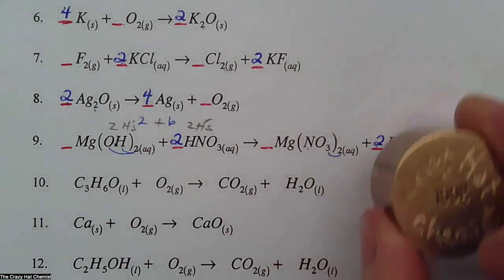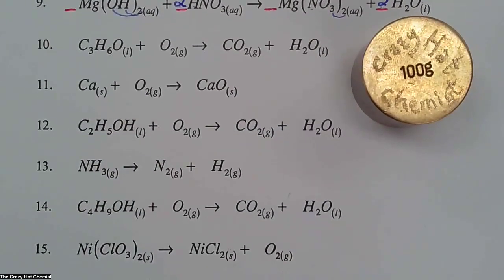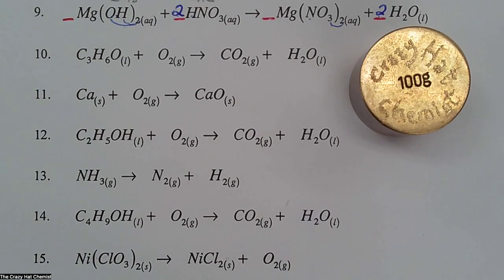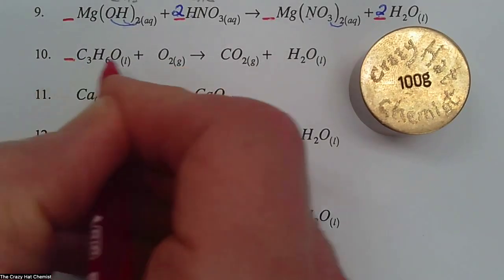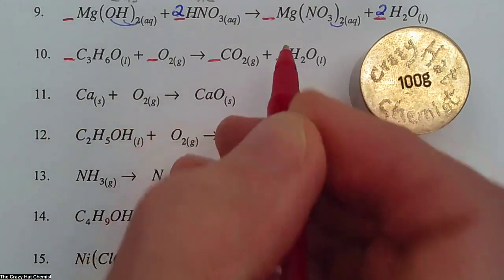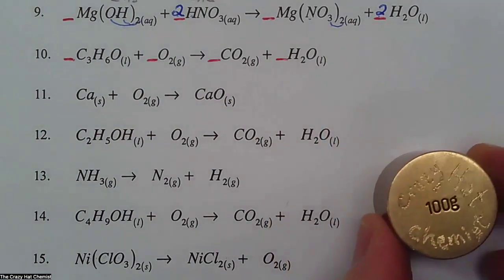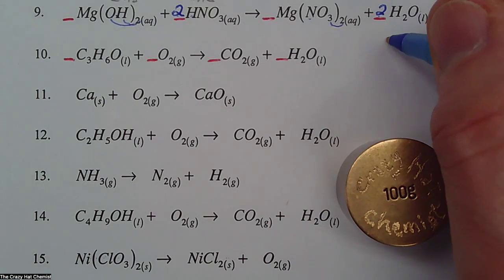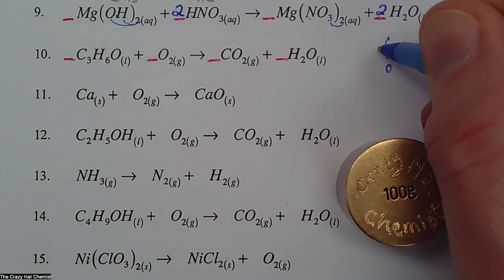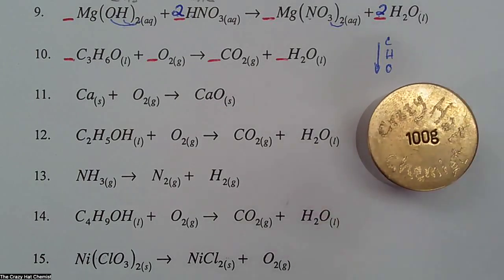All right, so what we're going to do is scroll this up, and then we're going to keep on moving. So here we go, problem number 10. Problem number 10 is a combustion reaction yet again. And if you recall, just like problem number 2, we're going to balance in a particular order, and that is carbons, hydrogens, then oxygens, CHO. We're going to balance it in that order.